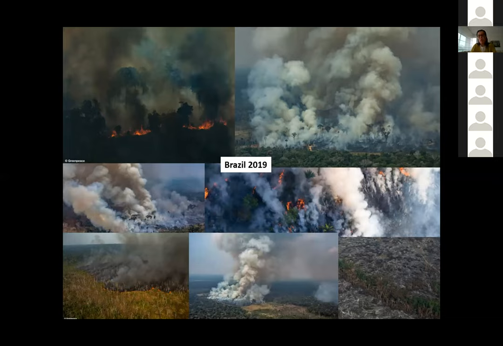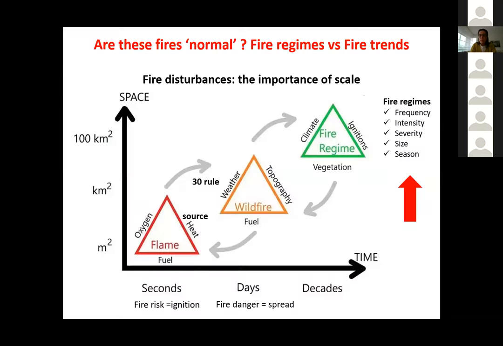If you look at the media this year, some of these ecosystems are again on fire. We have emergencies in the boreal ecosystems. We also have emergencies again in Brazil. And for the first time, we are finally seeing fire not only being promoted in the media as rainforest fires, but also fires that are affecting dry ecosystems. So, the question to be answered about these fires is, are these fires normal?